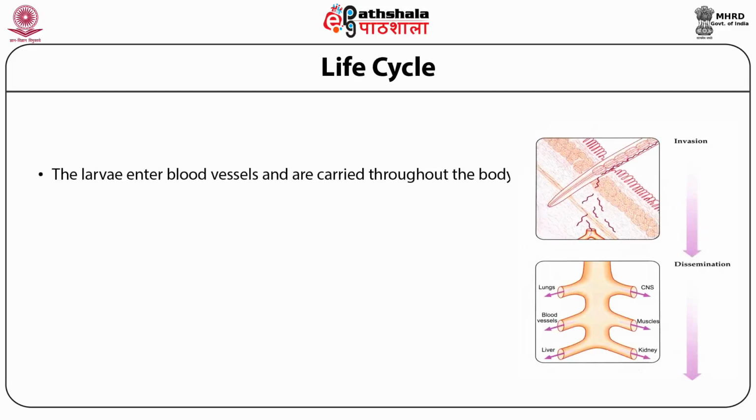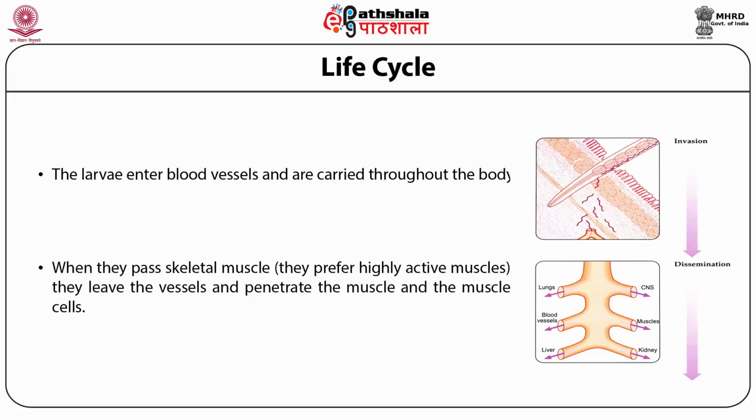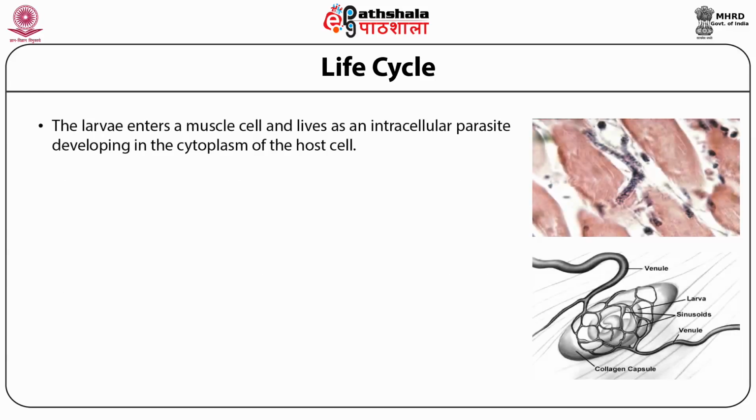The larvae, after hatching, enter the blood vessels and are carried throughout the body. When they pass the skeletal muscle, which they normally prefer, the active muscles, they leave the vessels and penetrate the muscle and the muscle cells. The larva enters a muscle cell and becomes an intracellular parasite developing in the cytoplasm of the host cell.